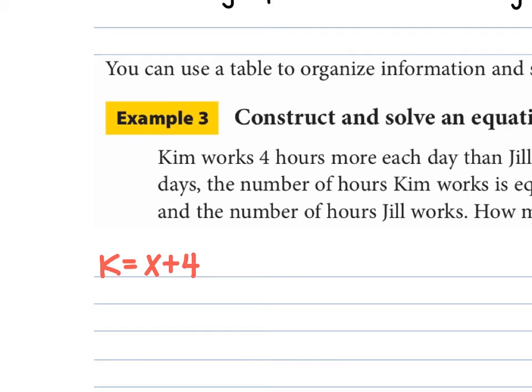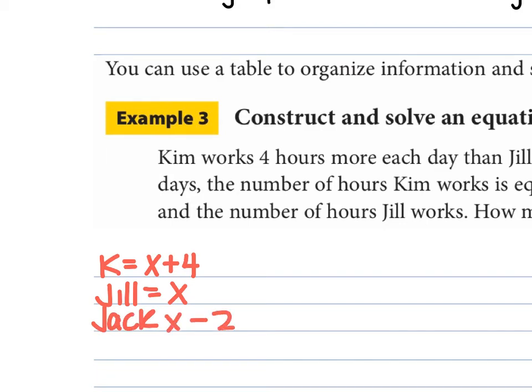It then tells us that Jack works 2 hours less each day than Jill does. So that's Jill minus 2. So Jill has to be this X. So Jill is going to be X. And then the other one, which is Jack, we're going to do this a little differently so you know. Jill is X. So then Jack is X minus 2.